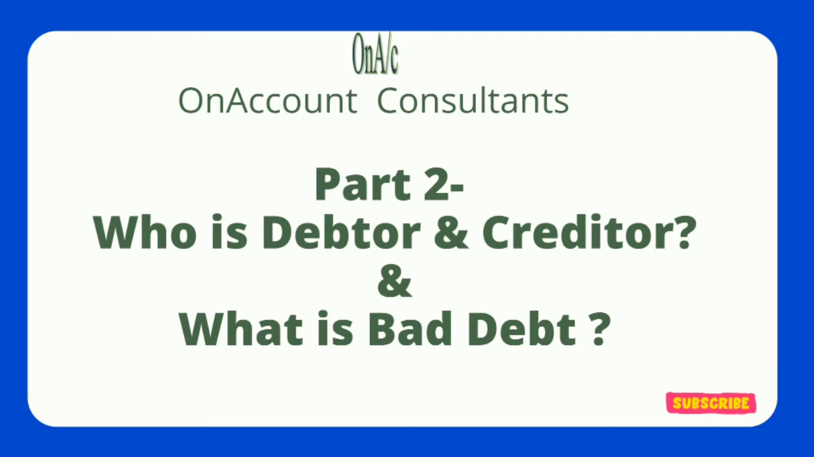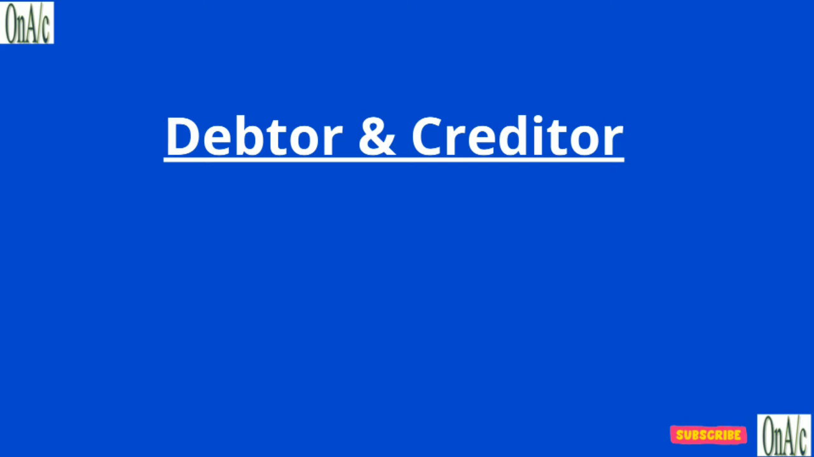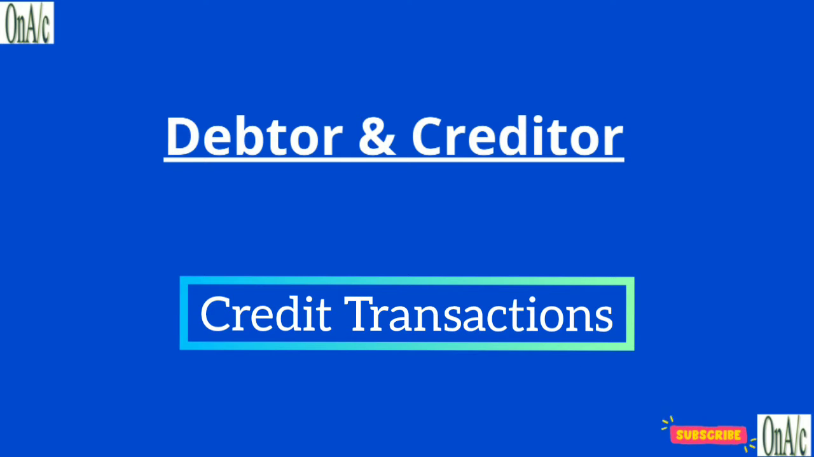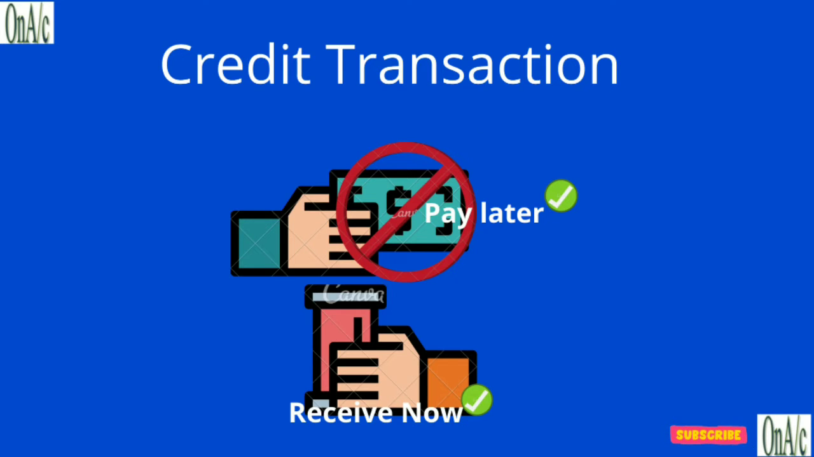In this video, you will learn who is debtor and who is creditor. What do you mean by bad debts? So, let's learn. First of all, let me tell you, debtor and creditor arise out of credit transactions, which means money has not been paid or received at the time of transaction, but it will be paid at a later date.